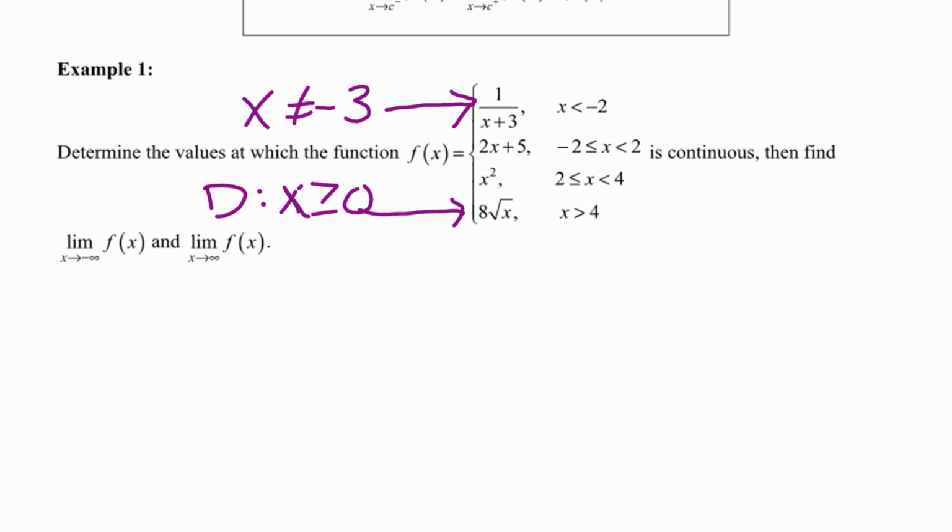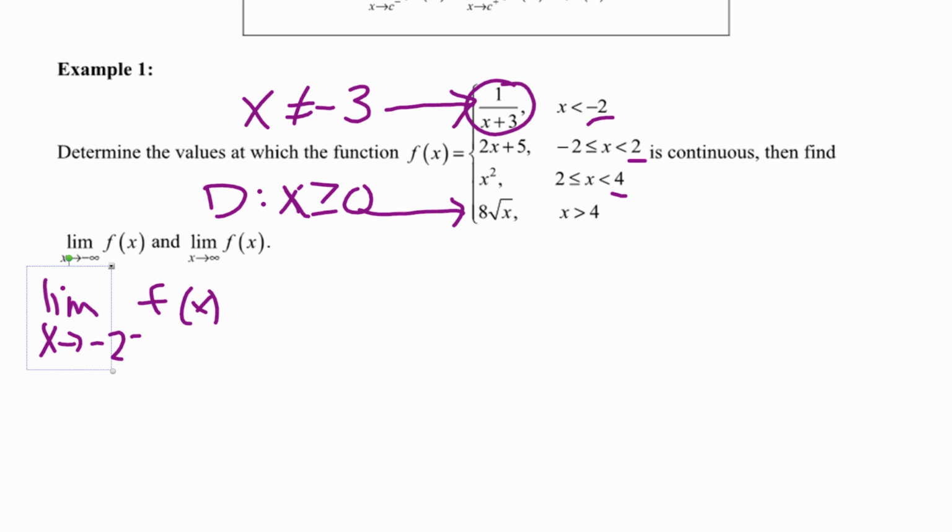Now, anytime you have a piecewise function, you want to look at the values where you jump to the next equation. Is it continuous there, or is there a jump or a hole? All right, so as we take a look, let's try this. What's the limit as x approaches -2 from the left side? In that case, we're looking at this equation. So if you put -2 in there, you get 1.